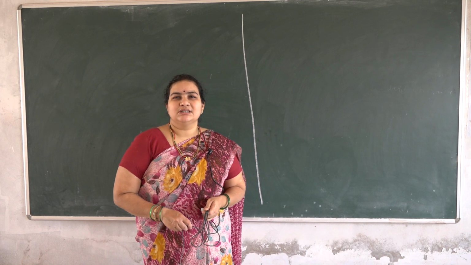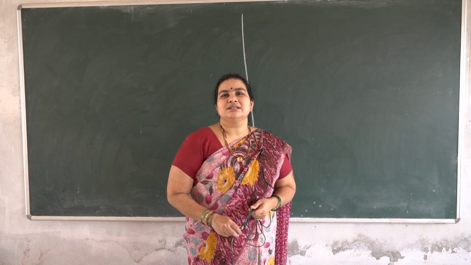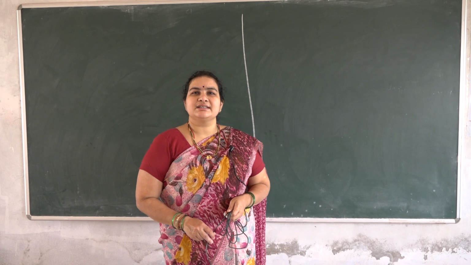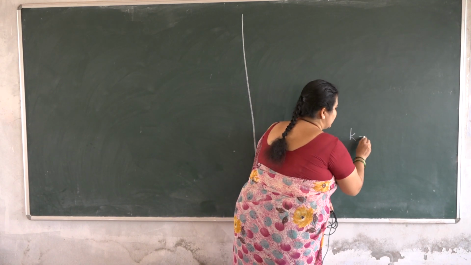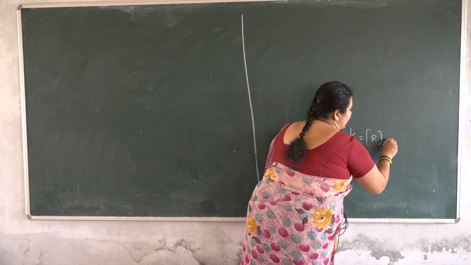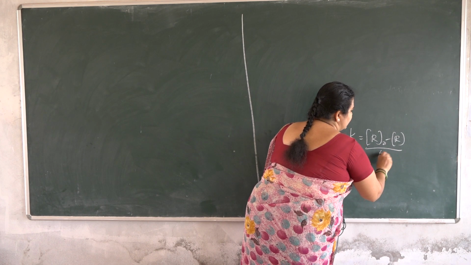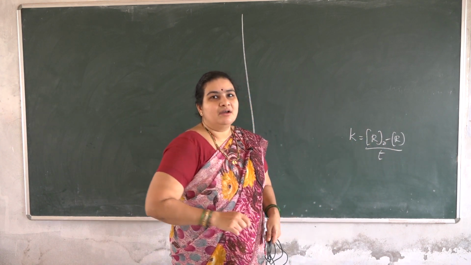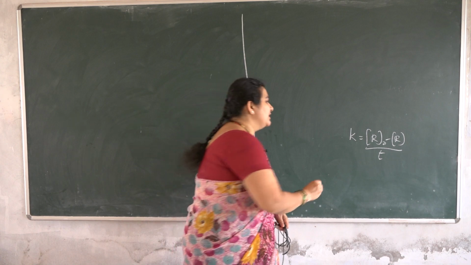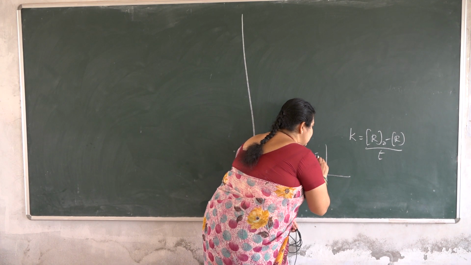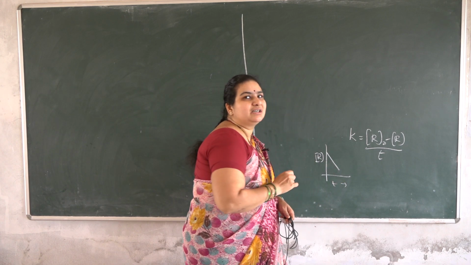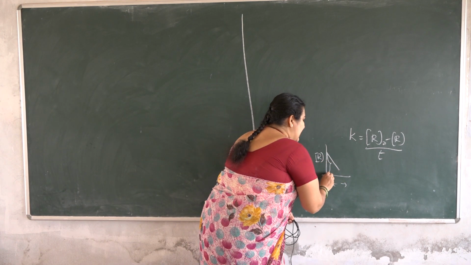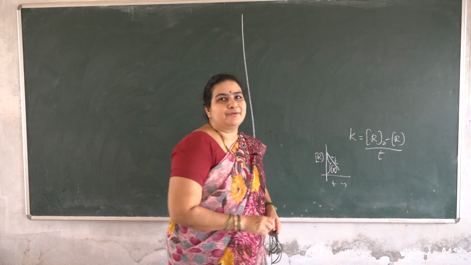Good morning, students. In the last class, we discussed the integrated rate equation of a zero order reaction, which is given by the equation k equals R naught minus R divided by t. From this equation, we have a graph, the concentration of R versus time plot. If plotted, this type of graph is obtained, where R naught is the intercept of the curve and minus k is the slope of the curve.